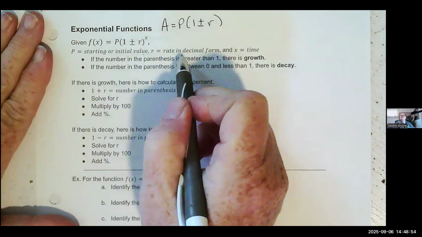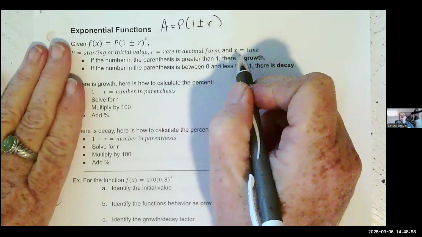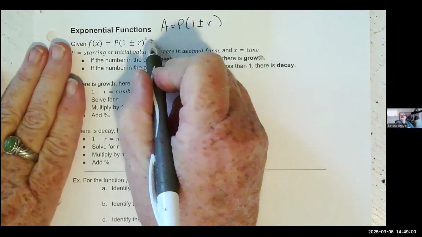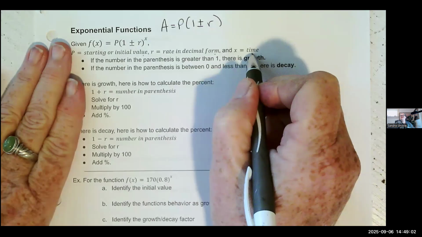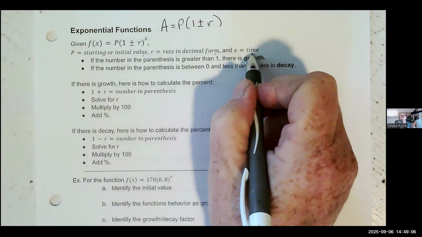R is your rate in decimal form. You're not learning anything new there. So all you're doing now is adding the fact that X has to do with time. And typically it has to do with years, but it could be days, it could be weeks, it could be seconds.